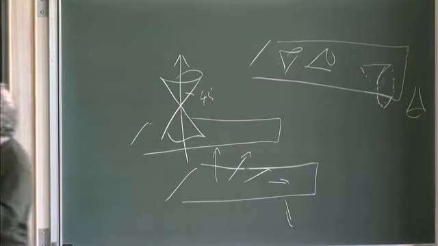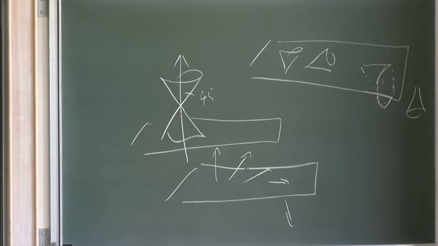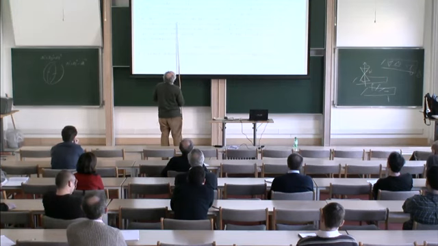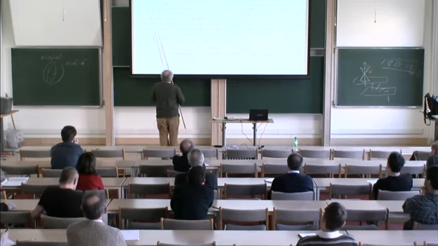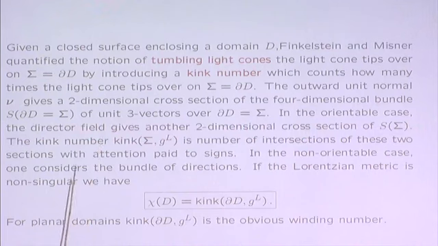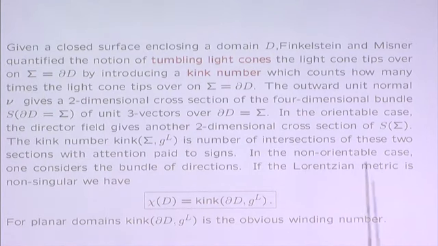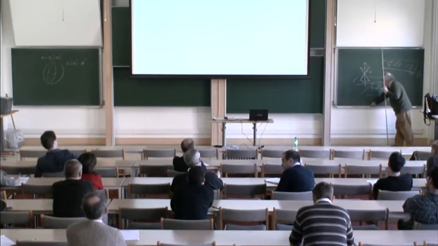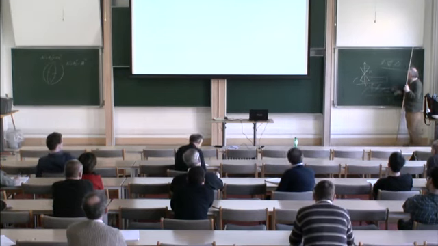Now mathematically you can do this as follows. You're interested in a surface, which I have called here sigma, which is the boundary of some region. And on big sigma, I can introduce a kink number, and the way I do it basically is to do the following. So I can describe it mathematically as follows.